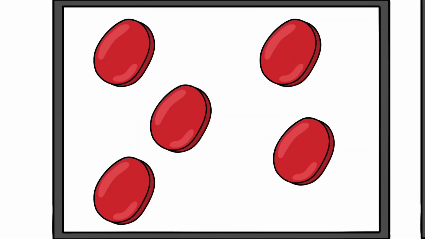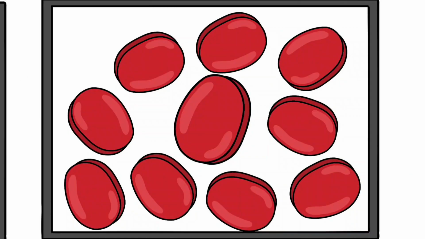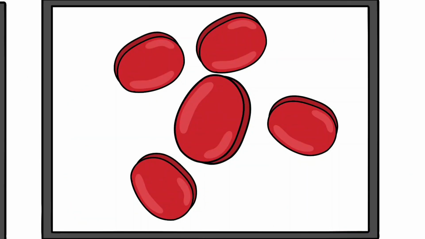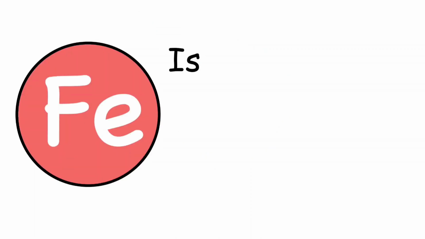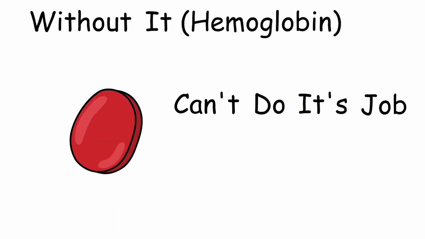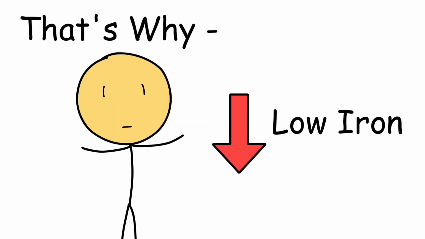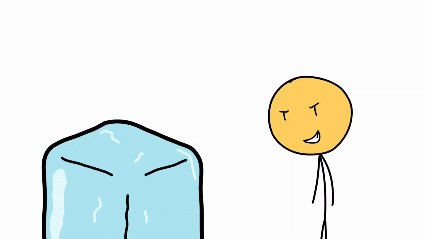There are over 400 types of anemia, but they usually fall into three main categories. Your body isn't making enough red blood cells. It's destroying them too quickly, or you're losing them faster than you can replace them. Iron deficiency anemia is the most common. Iron is what makes hemoglobin, the oxygen-carrying part of red blood cells. Without it, your blood can't do its job. That's why people with low iron often look pale, feel dizzy, and crave ice. Yes, that's a real symptom.